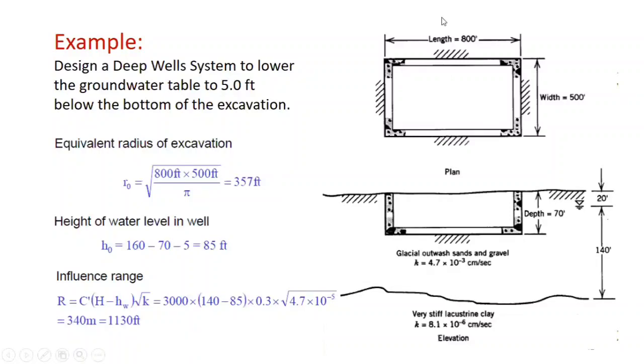So change in effective stress means consolidation settlement. So you have to be very careful. If it's not a remote area, if there are nearby existing buildings, you have to see how much settlement can be caused due to this effect.